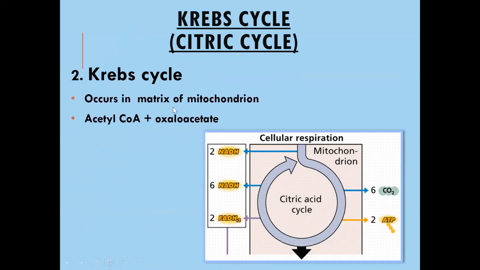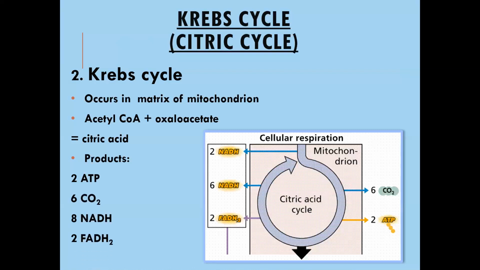So this is going to take place in the matrix of the mitochondria, and the Krebs cycle needs citric acid to begin. So acetyl-CoA is going to meet and bond with oxaloacetate, and that is going to end up creating citric acid. Some products that occur during this whole process are 2 ATP, 6 CO2s, which are carbon dioxides, and you can follow this as it goes around the cycle.